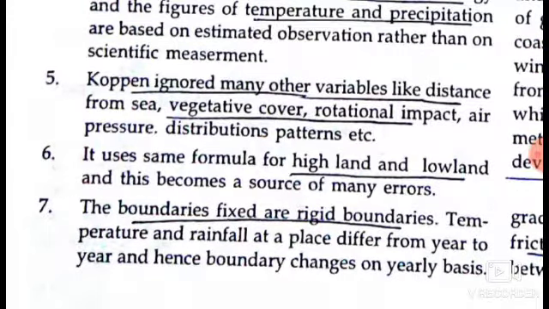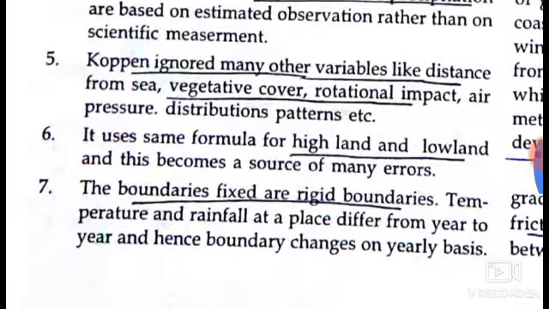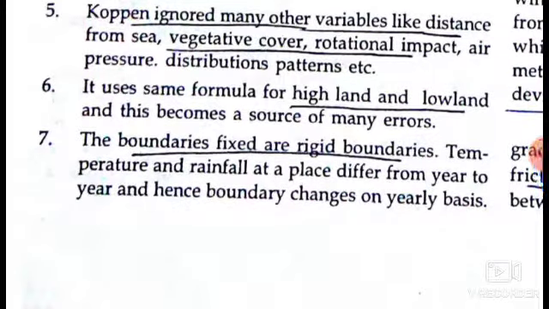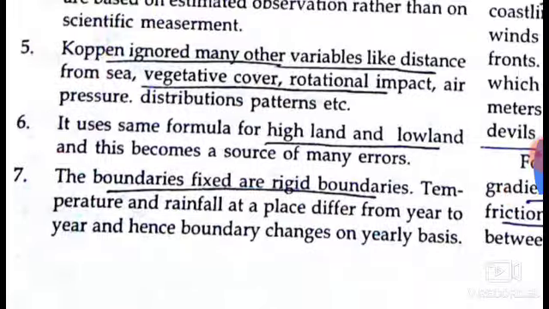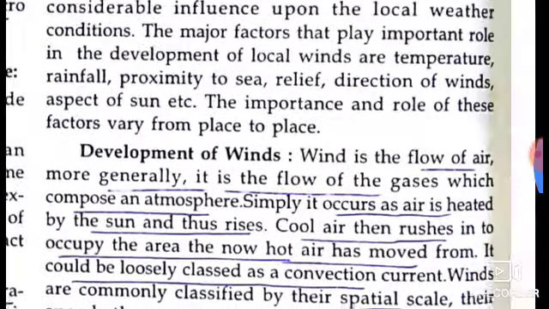Köppen ignored many other variables like distance from sea, vegetation cover, human impact, air pressure, station pattern, etc. It uses the same formula for highland and lowland, and this becomes a source of many errors. The boundaries were fixed, but temperature and rainfall at any place differ from year to year, and hence boundaries change on a yearly basis.